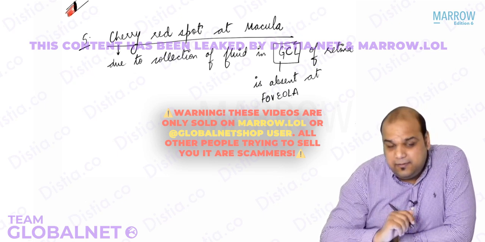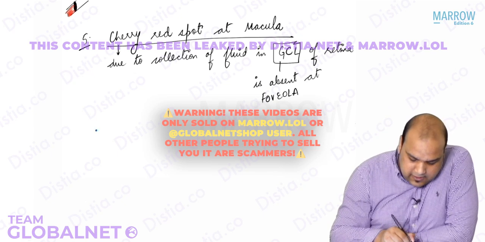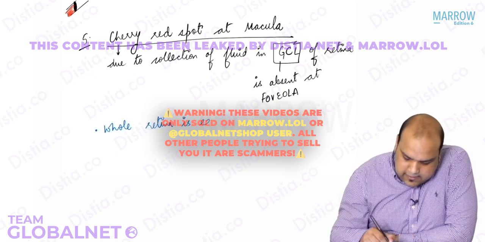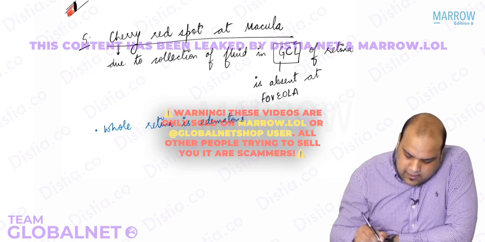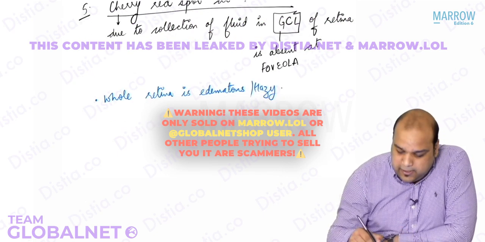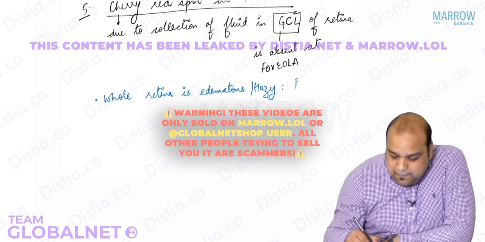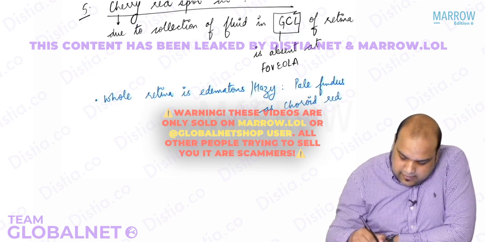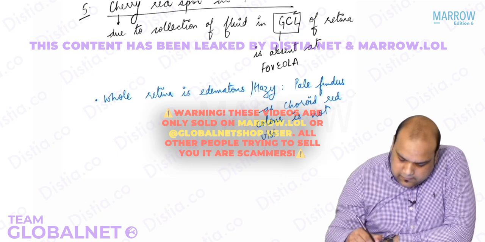So basically, what is occurring? If we try to understand, the whole retina is edematous. I can say hazy. If the whole retina is edematous or hazy, what are we able to see? Pale fundus, as the choroid red color is not visible due to retinal haze.